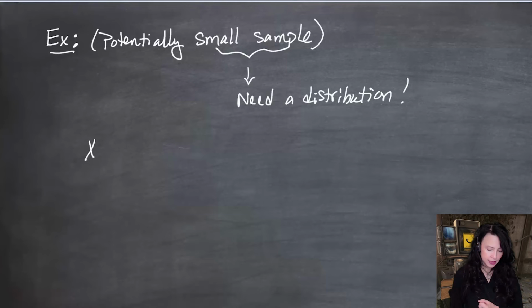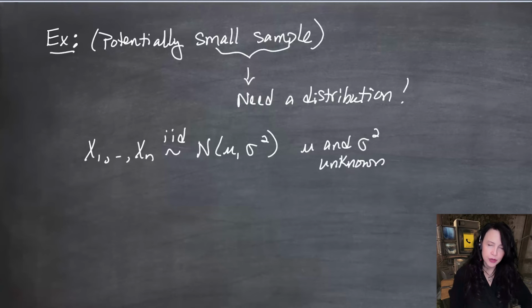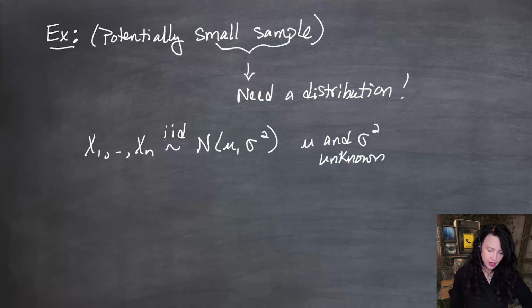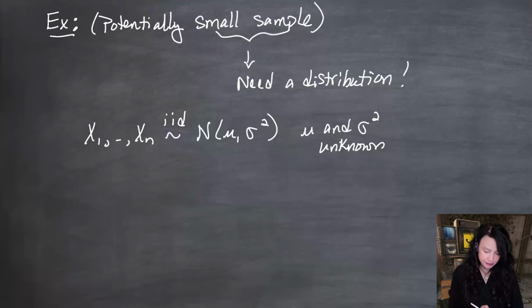So let me make this example x1 through xn, IID, normal, mu, sigma squared. I've always been saying sigma squared is unknown, but we wouldn't be doing any of this if mu was known. So mu and sigma squared unknown. I didn't change it. Mu was always unknown. And don't have a large sample. So I can't or don't really want to replace sigma squared with s squared because I don't think it's a great estimator for small samples.